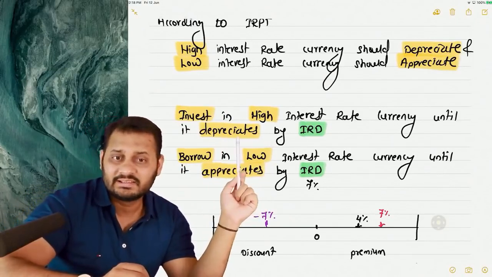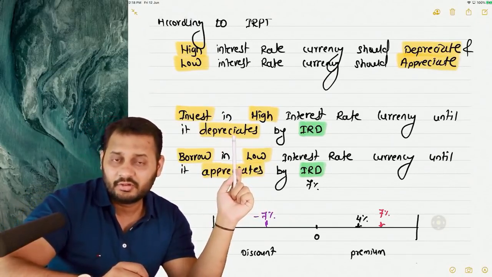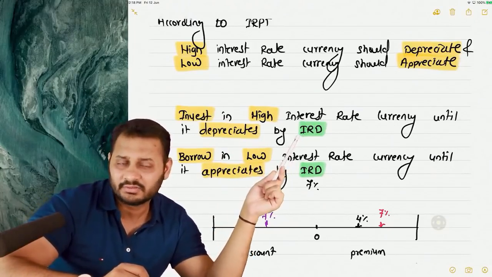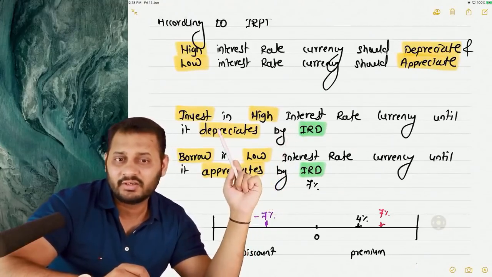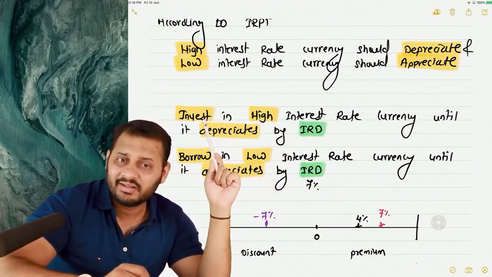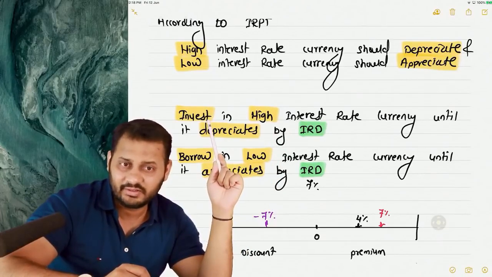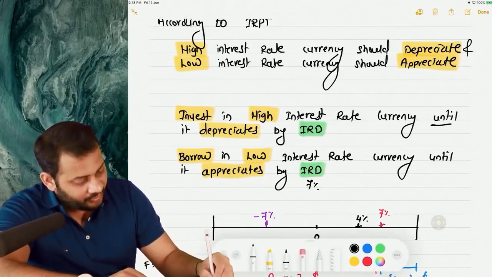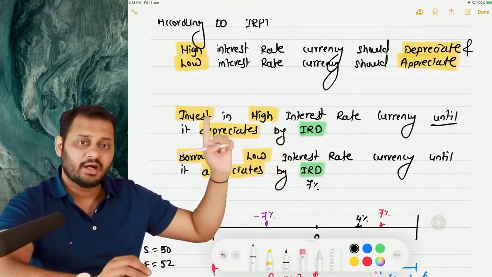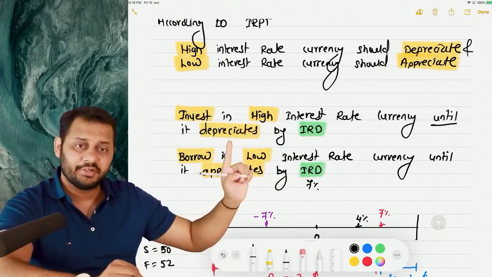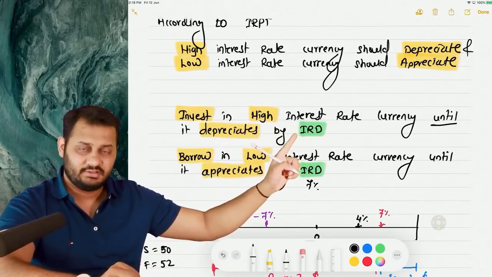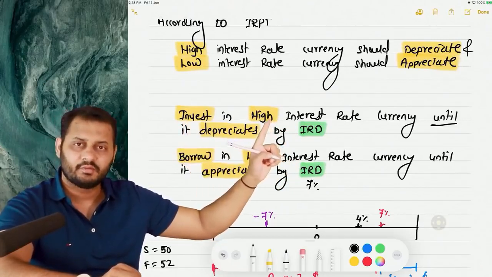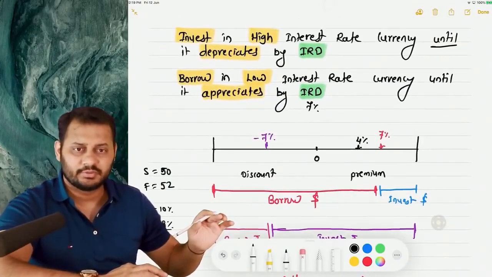If it is a high interest rate, by default it means you should invest in that until this currency depreciates by this much amount, the interest rate differential, whatever the difference between two interest rates is. By this much amount the currency should depreciate, and until then you have to invest in high interest rate. So this word until is very important, because beyond this, if the high interest rate currency is depreciating, you will start borrowing instead of investing in this by default.